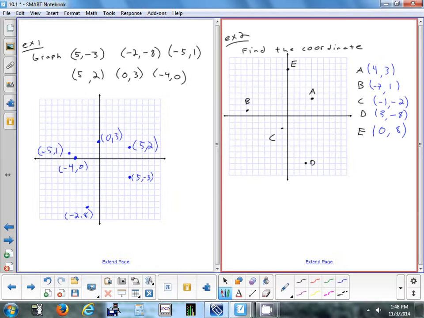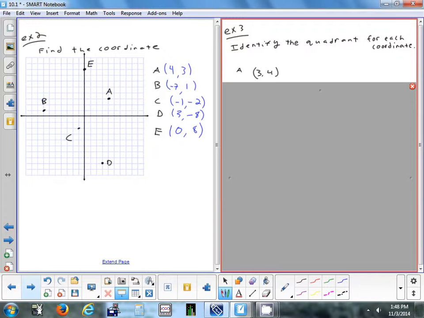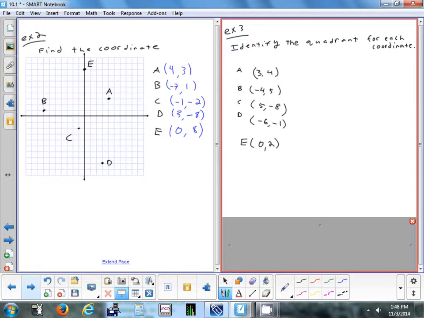Okay, let's look at the next type, which is identifying the quadrant. So your choices are 1, 2, 3, or 4. Or you could say it's on the x-axis or y-axis if it's not in a quadrant. Okay, 3, 4. You can tell me what quadrant that's in. Yep, quadrant 1, good.